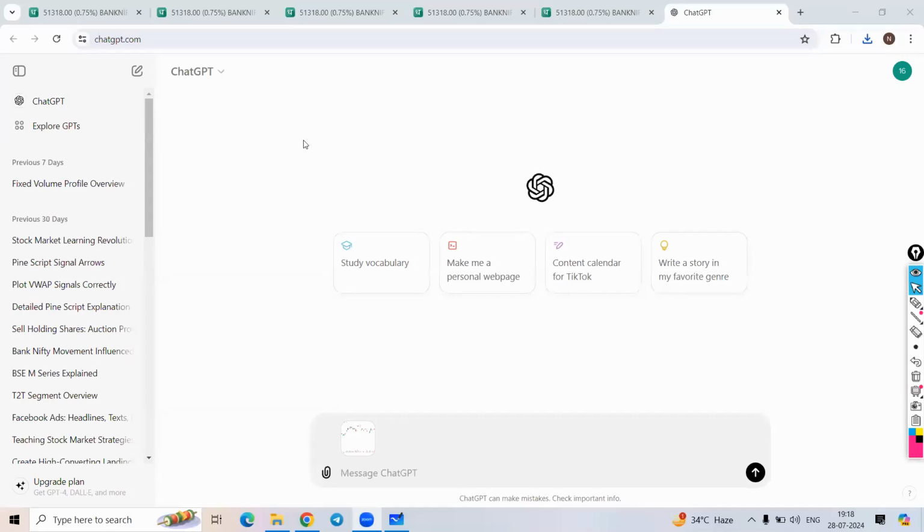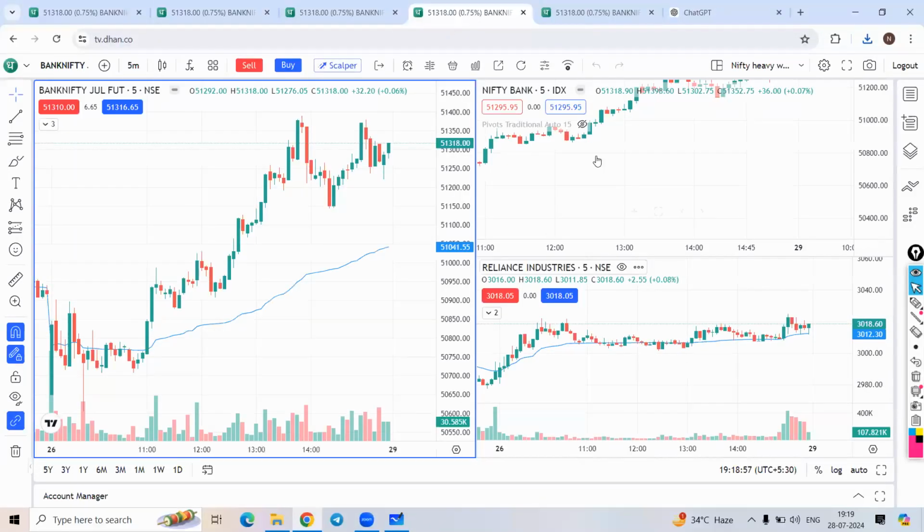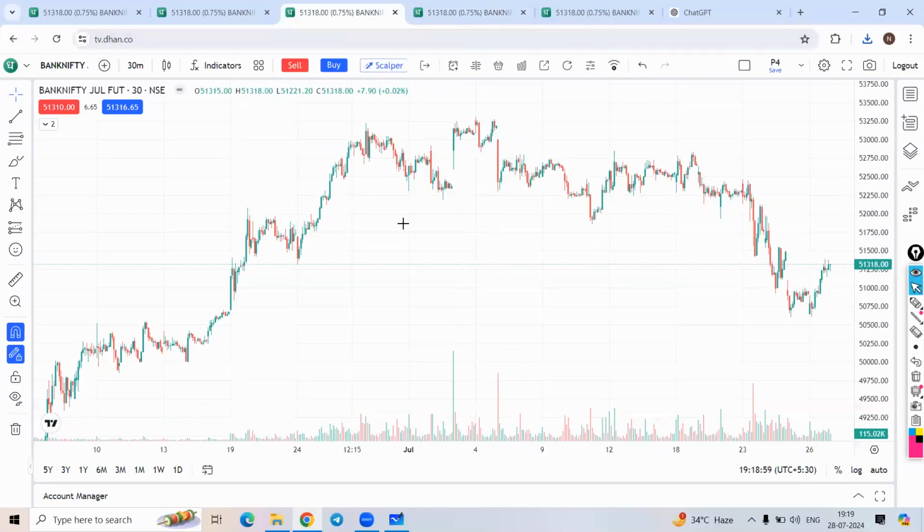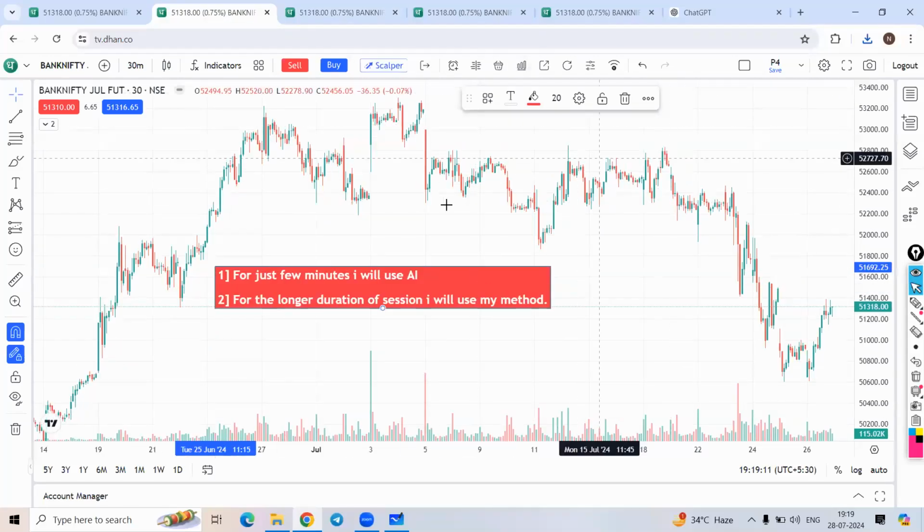Now, quickly let me know in this chart, which is in front of you, this typical 30-minute Bank Nifty future chart, what are all the things you want from AI? You can let me know in the chat box very quickly. I will not waste much time. A small suggestion I'm asking you, I'll create a framework.